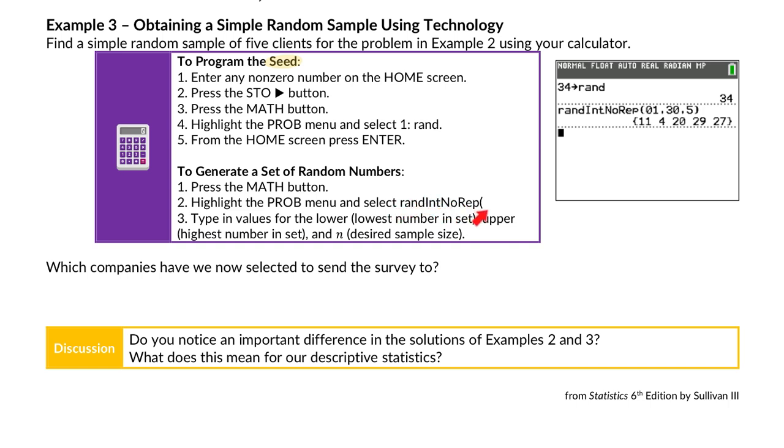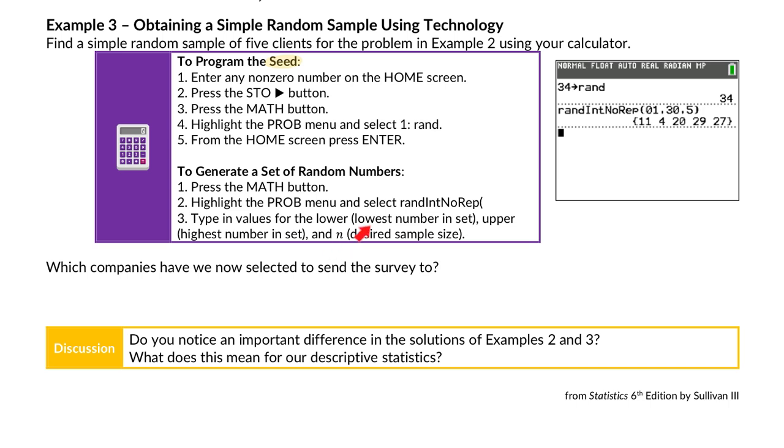Random integer no repeats. Type in the values for the lower and upper sets. So in the lower, it would be 1. And in the upper, it would be 30, if we were using the same data set from the question before this. And then the n is the sample size you want. How big of a sample did we want? 5. So put a 5 right there.